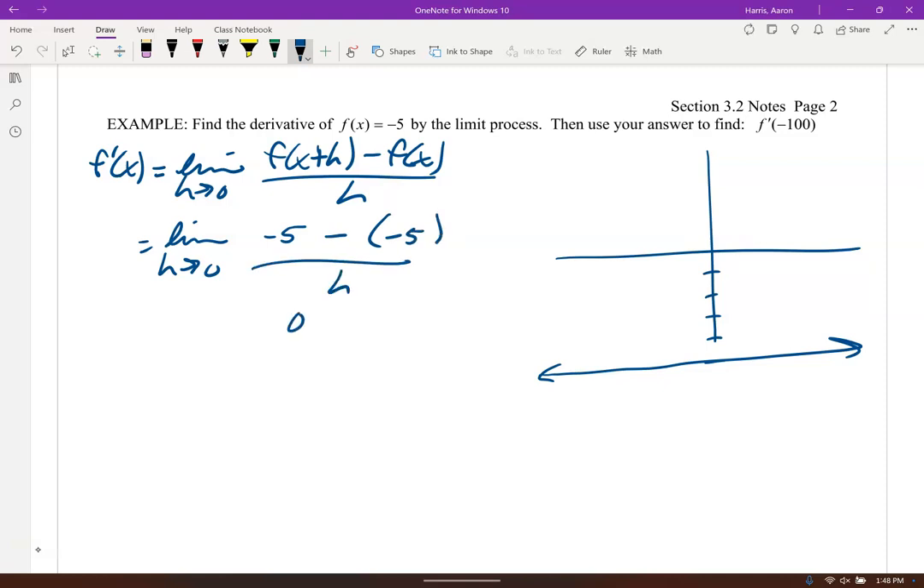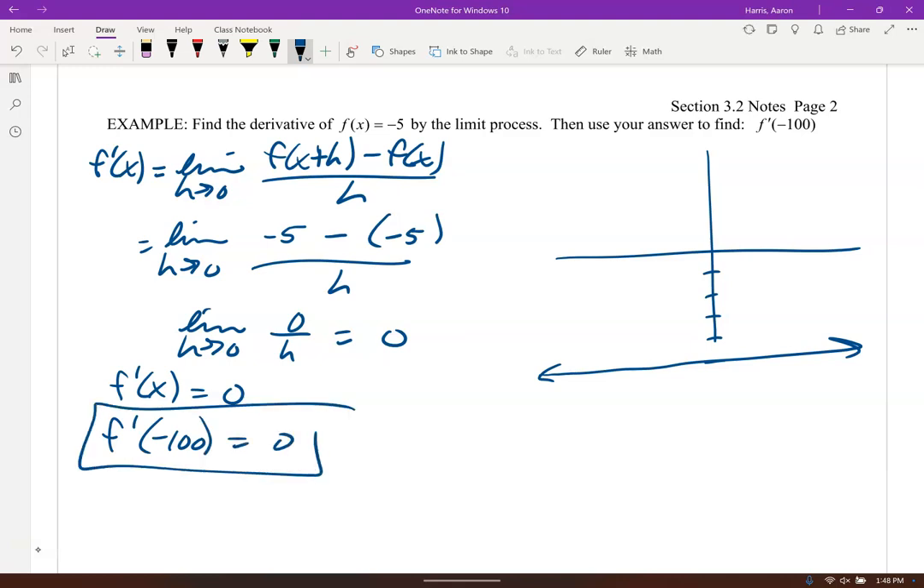So I get negative 5 plus 5 is 0 over h. Well, 0 over anything is 0. So f prime of x is 0. So it doesn't matter what you plug in. If you plug in negative 100 as an x, you're still going to see that that slope is 0.